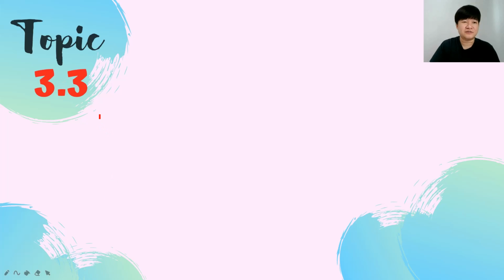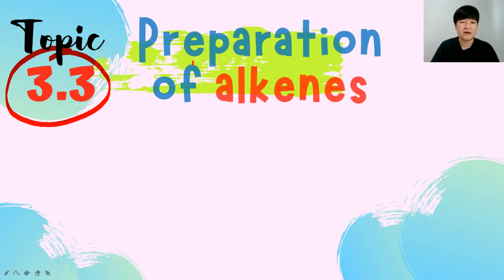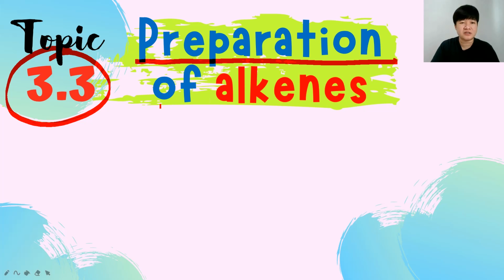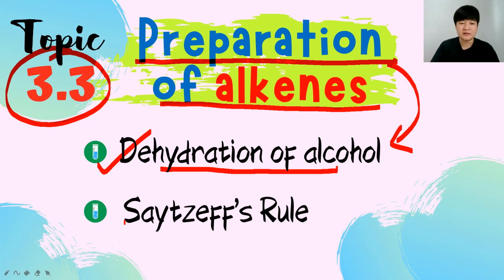And to continue in this video, we are going to talk about topic 3.3, where we will discuss the preparation of alkenes. We're only going to talk about two things. One is the dehydration of alcohol, one of the methods to prepare alkene. Another one is the rules applied in this process, so we are going to talk about Saytzeff rules. It's a very simple video with a lot of examples.